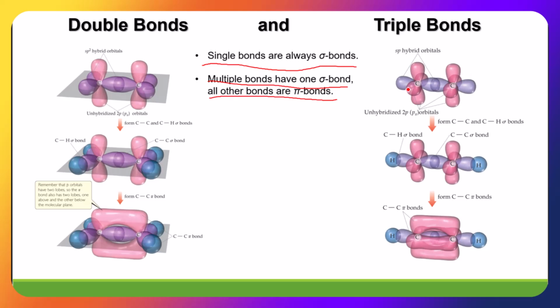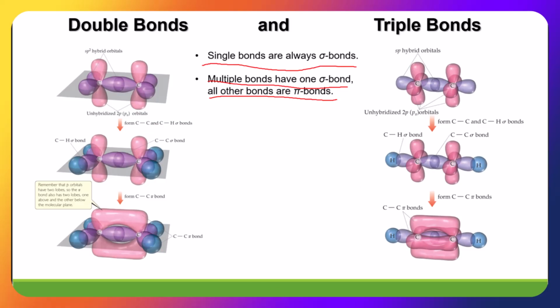Triple bonds, here we go. We've got unhybridized 2p, 2pz. You've got the hybridized sp bond. Same thing with hydrogen over here. So you've got a carbon-hydrogen sigma, carbon-hydrogen sigma, carbon-carbon sigma, and then you have two pi bonds that are at different angles to each other, such as pz and px or py. Okay, so that is sigma and pi bonds.